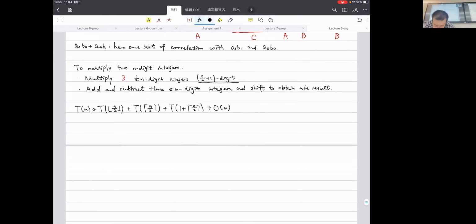So for the ease of our life, let's study the relationship T of n smaller than 3 times T of n over 2. This is not actually going to make a big difference.